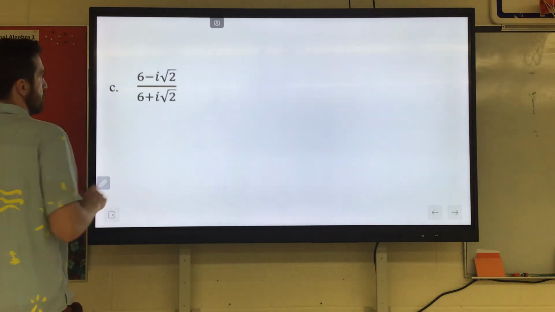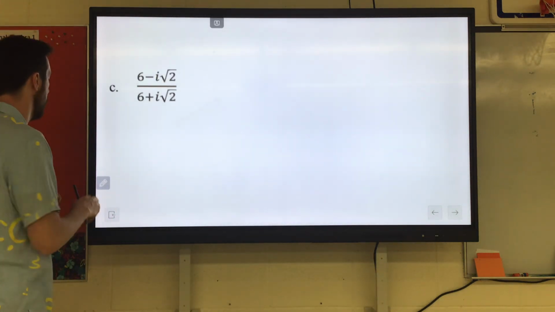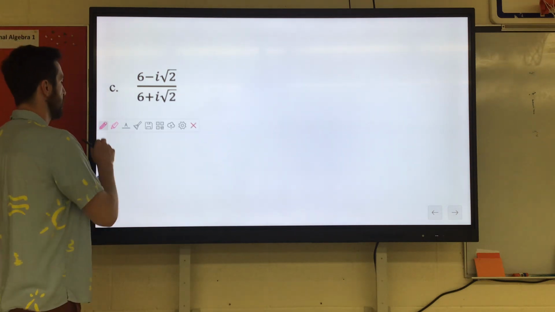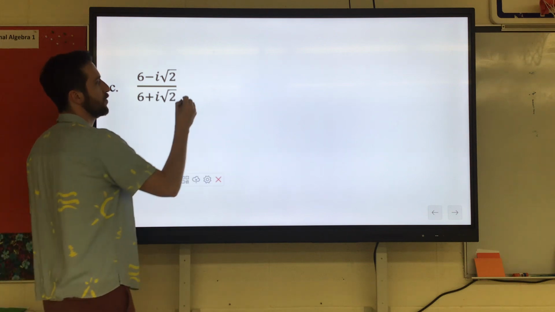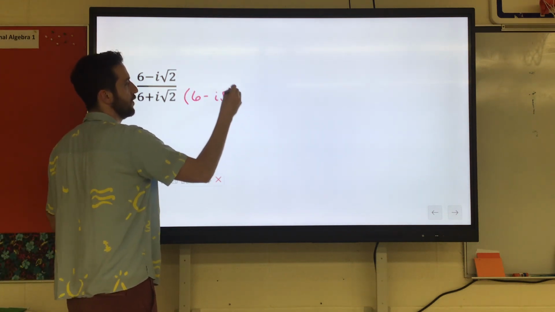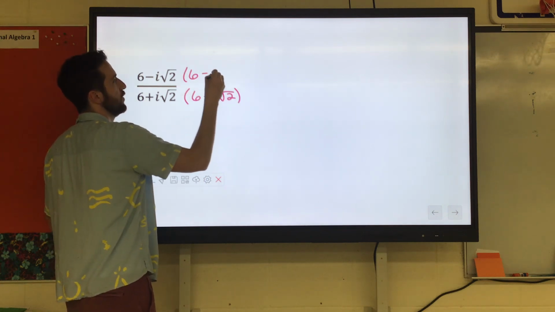One more of those. Wow! Look at the denominator, 6 plus i root 2. So we're going to multiply by the complex conjugate, 6 minus i root 2. We're going to have to do that in the numerator too.